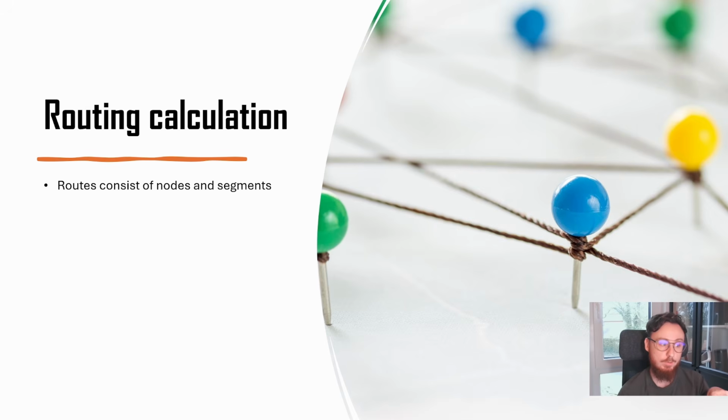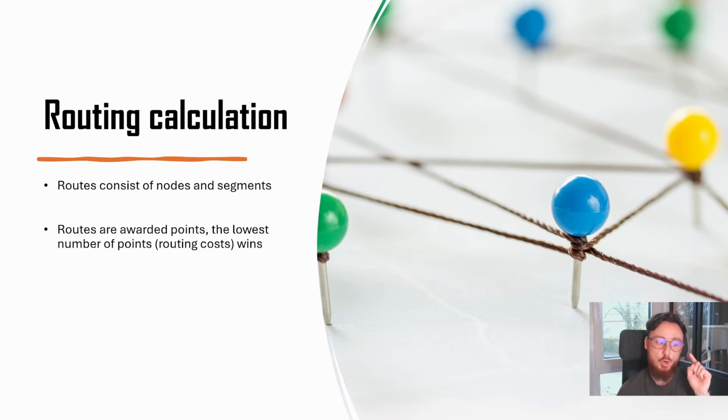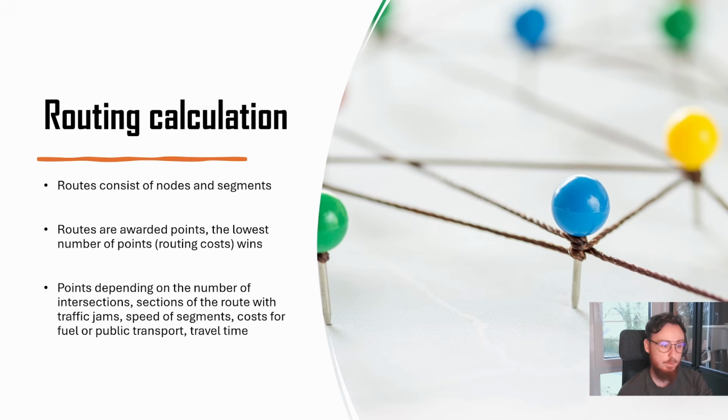How are they calculated? So the routes consist of nodes and segments. A node might be an intersection, and a segment might be a stretch of road. And before that person starts to get somewhere, there are different routes that are calculated, and those routes are awarded points. And the lowest number of points, the routing cost, wins. The points are awarded depending on the number of intersections. So you want to have as few as possible, for example, or the sections of the route with traffic jams. What is the average speed of the segment? What is the cost for fuel or public transportation, and what's the travel time?